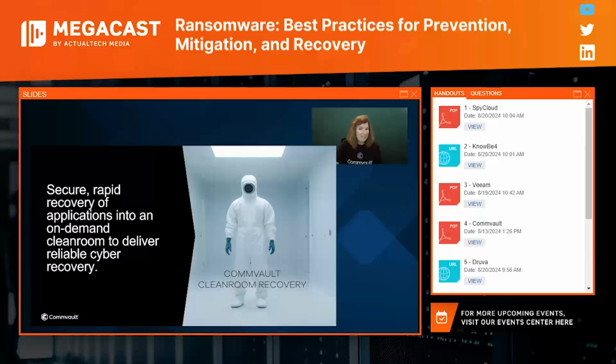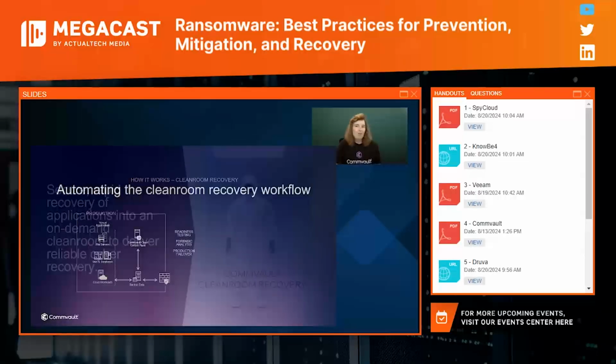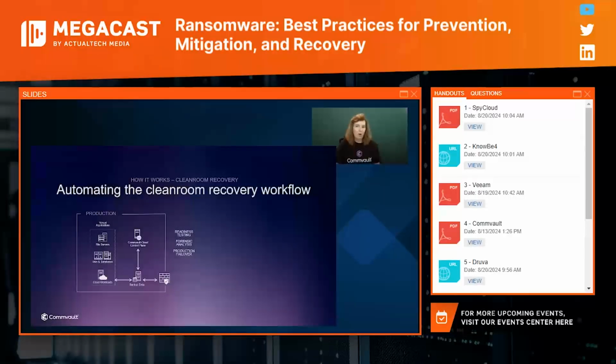Ransomware is pervasive and increasingly penetrating your most valuable asset, your backup data. Commvault Cloud ensures that data is air-gapped, encrypted, immutable, and always available, with powerful security capabilities to predict and proactively fight evolving cyber threats. Let's examine how Commvault Cloud Cleanroom Recovery works.